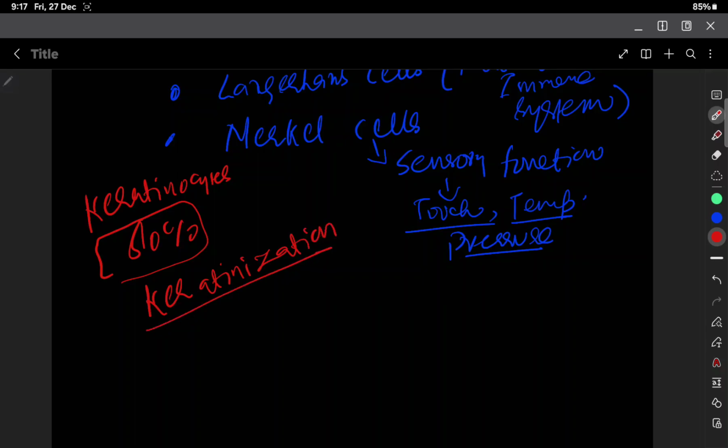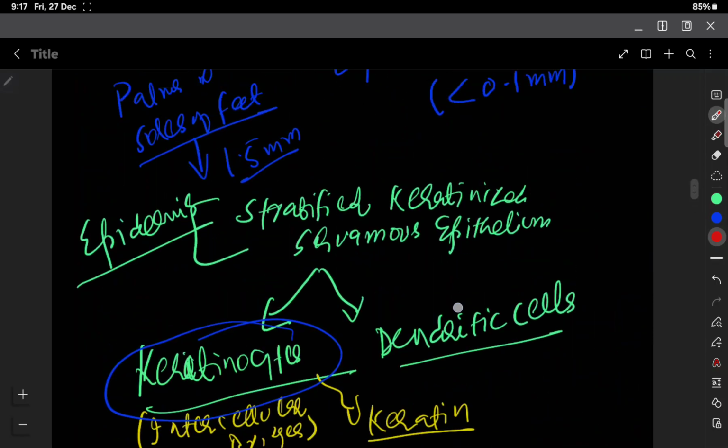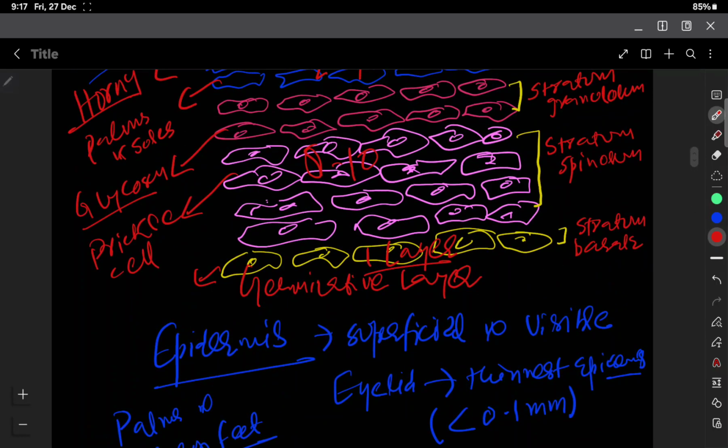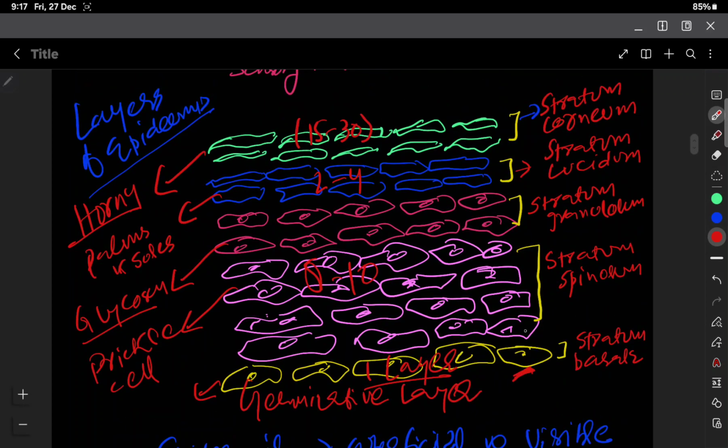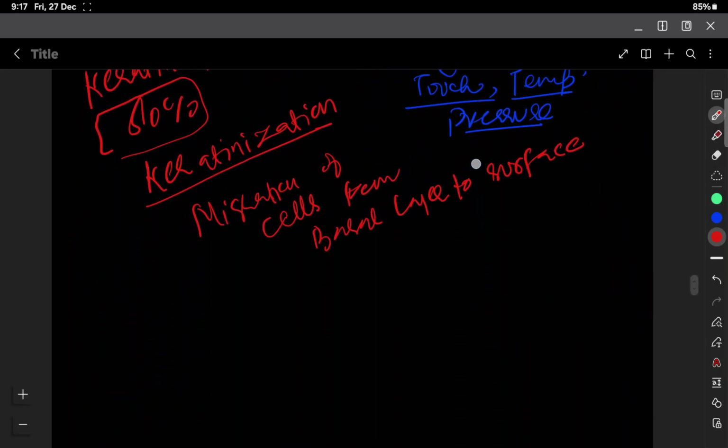Keratinization means the differentiation process which occurs when cells migrate from the basal layer to the surface of the skin. You can see here, this is the basal layer. When the cells migrate from this layer to the surface, this is called keratinization. This process is called the process of keratinization.